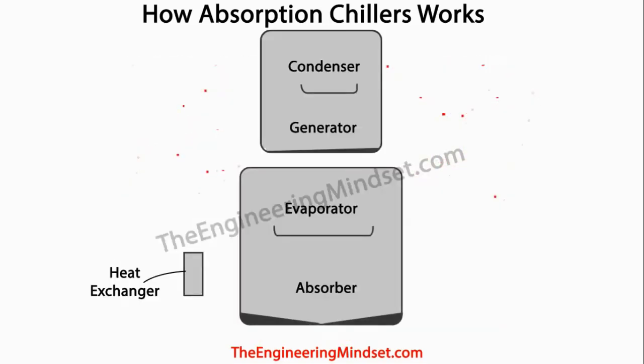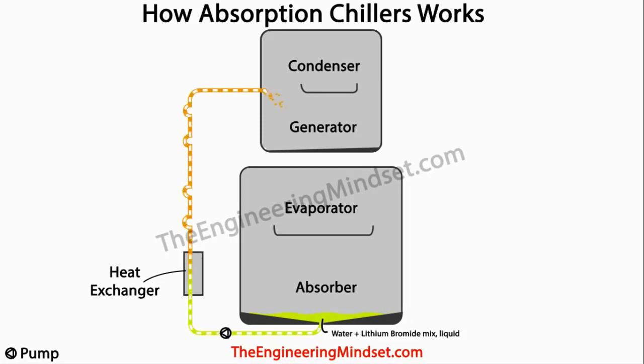Okay, so now that we know the very basics of what's happening inside, let's look at the main components. In the top chamber, we'll always have the condenser and the generator. In the lower half of the chiller, we'll always have the evaporator and the absorber. And then on the side, down below, near the bottom, we'll also have a heat exchanger. The heat exchanger is just there to improve the efficiency of the system. So it will transfer heat that's coming from the generator into the liquid which is coming from the absorber, and we'll see that in just a moment.